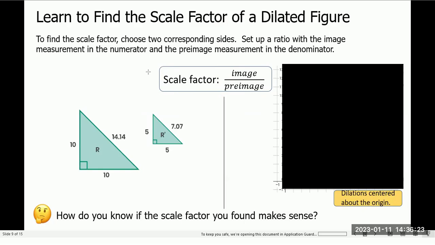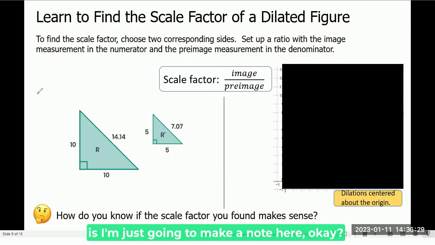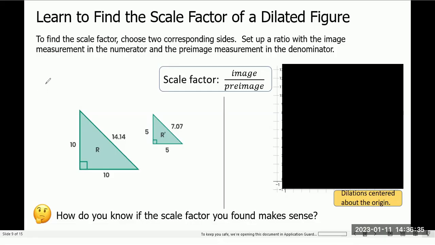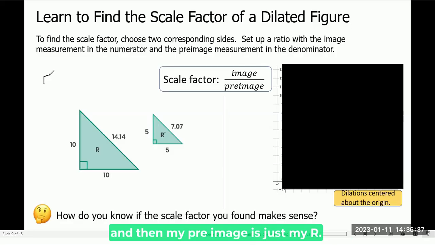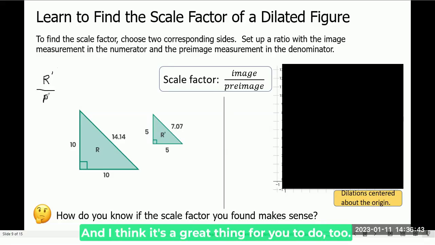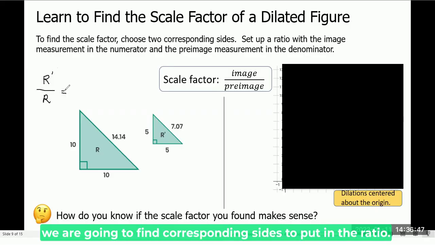Okay, so all right, so what I'm going to do, and I suggest this is a great way to start this out, is I'm just going to make a note here. Okay, image over pre-image. Okay, so my image is my R prime. And then my pre-image is just my R. So I'm just going to write this here just so I don't get things mixed up. And I think it's a great thing for you to do too. Okay, so now after this, we are going to find corresponding sides to put in the ratio.